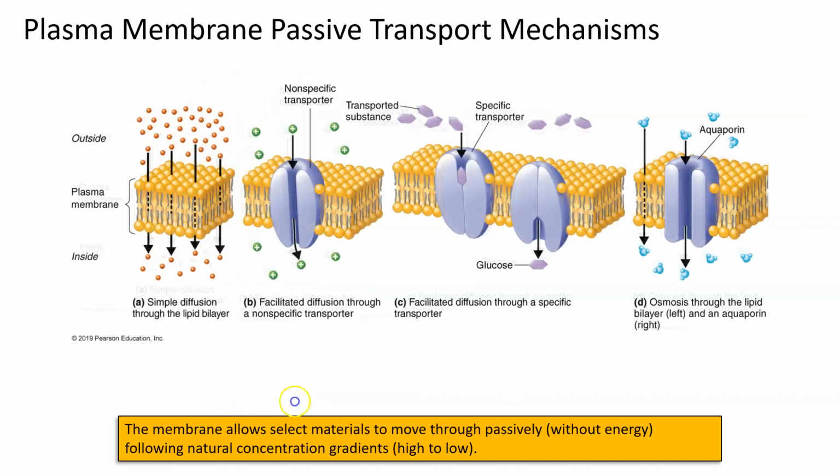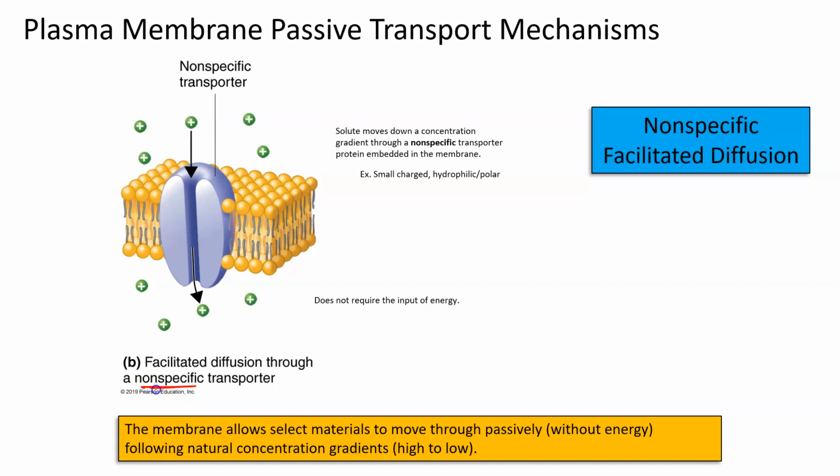When we talk about facilitated diffusion through non-specific transporters, these are things that are going to move through a channel protein. Okay, channel protein is required. That's what facilitated means. It is diffusion down a concentration gradient from high to low, just like regular diffusion, but it is facilitated or helped by a non-specific channel protein in this case, in order for these particles to move through. Okay, these particles are polar or hydrophilic charged particles.